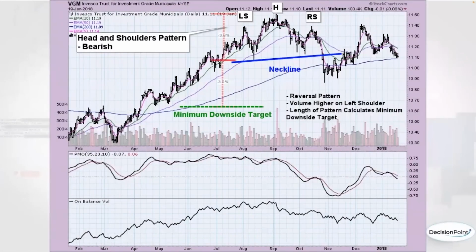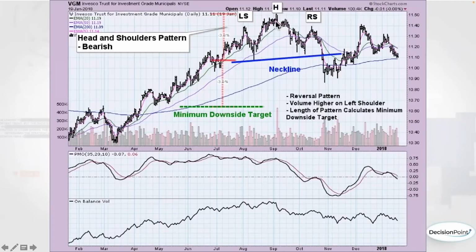All right, the famous head and shoulders pattern. These are also pretty easy to identify, but as I said, I find that they don't hit their minimum downside targets as often as I would like or expect. When you're talking about setting these downside targets and looking for reversals, it gets a little bit tricky when these patterns don't work out the way they're supposed to.